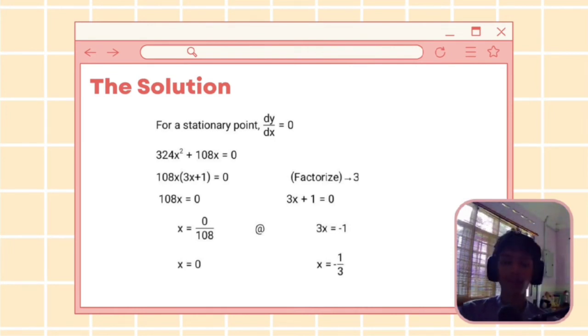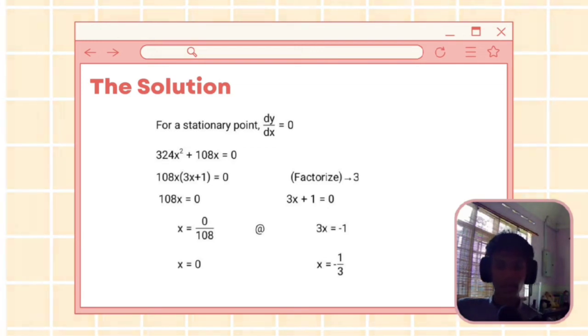Okay, for the next solution, we're going to find the coordinate for x. As you can see, for a stationary point, dy over dx is equal to 0. So 324x to the power of 2 plus 108x is equal to 0. And we're going to factorize it all. It is going to be 108x multiplied by 3x plus 1 equals 0. And we're going to separate it all. 108x equals 0 and 3x plus 1 equals 0. So x is going to be 0 and negative 1 over 3.